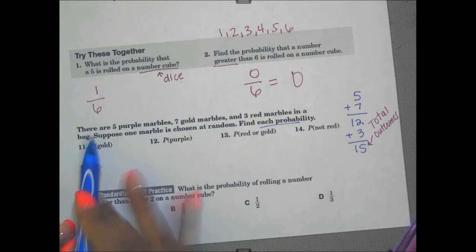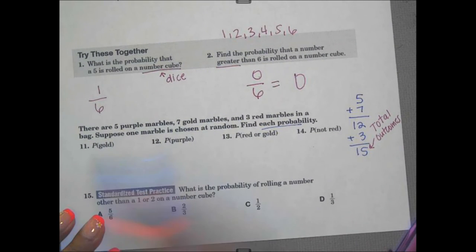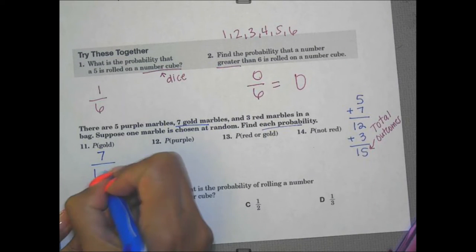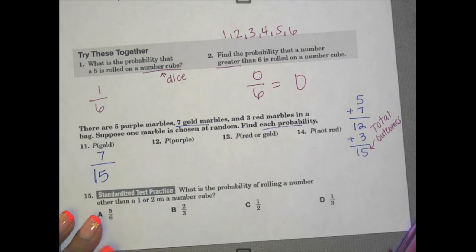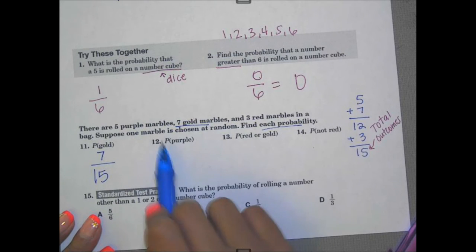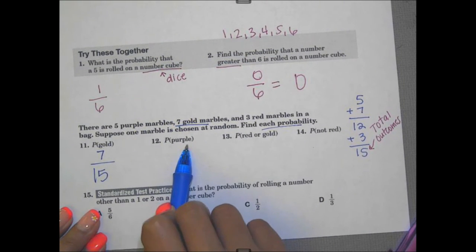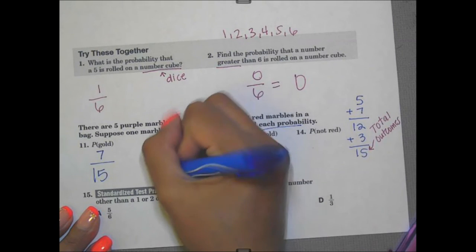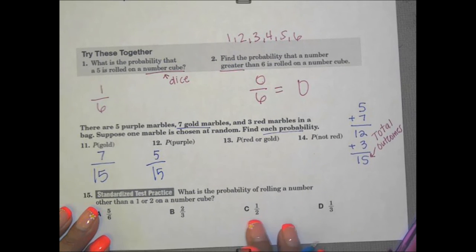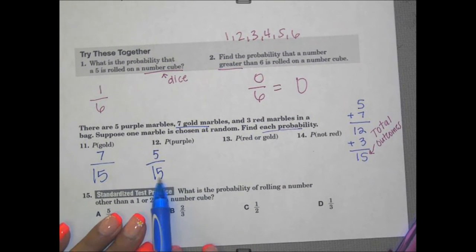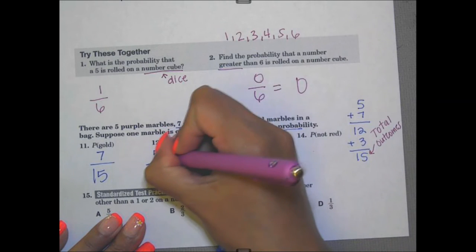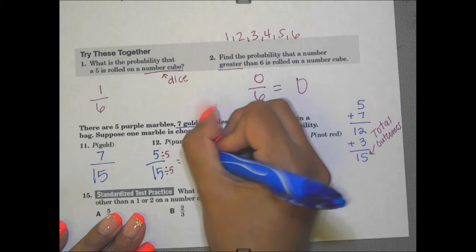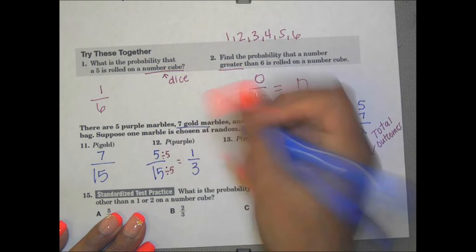So, probability of getting a gold. It says there are 7 gold marbles. So I could pick 7 out of 15. The next one says probability of purple. So I see that there's 5 purples out of all 15 marbles. Now I can simplify that. Both of these can be divided by 5. So 5 divided by 5 is 1. 15 divided by 5 is 3.